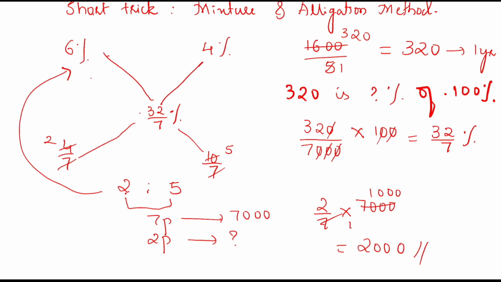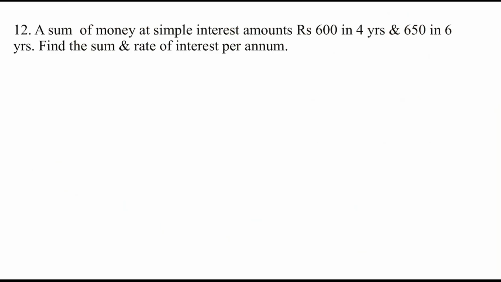Okay. Next problem. A sum of money at simple interest amounts to rupees 600 in 4 years and 650 in 6 years. So find the sum, that is P is how much, and the rate of interest is how much.